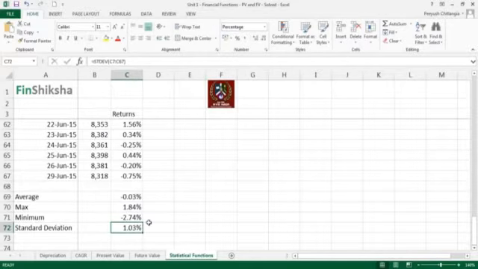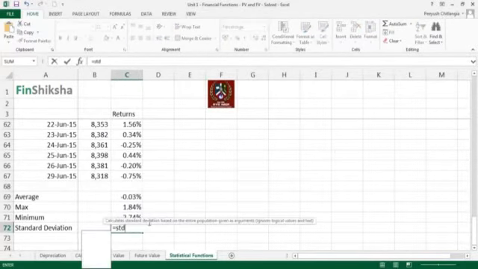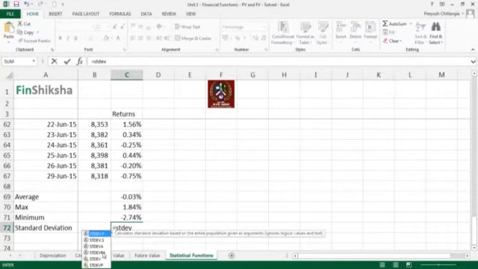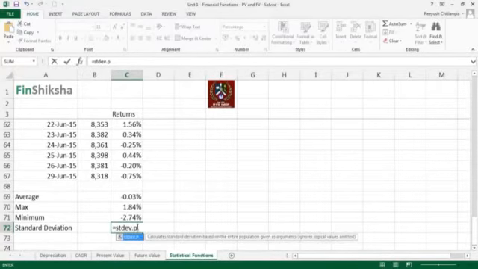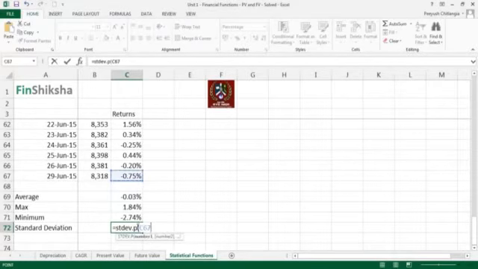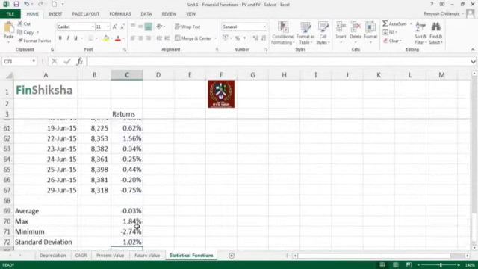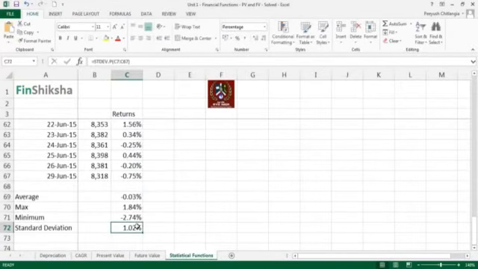If you start typing STDEV, you see these functions that are listed below, .P and .S. Now again, beyond the scope of discussion at this point of time, if we select .P, it'll essentially give us a slightly different number than if we select .S. .S assumes that this is a sample and hence applies a certain formula for calculation.